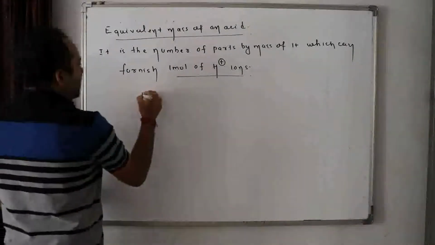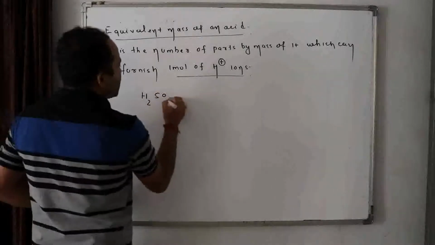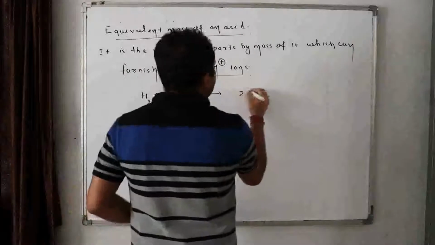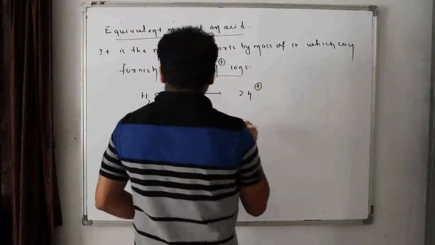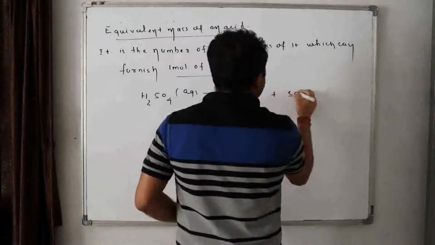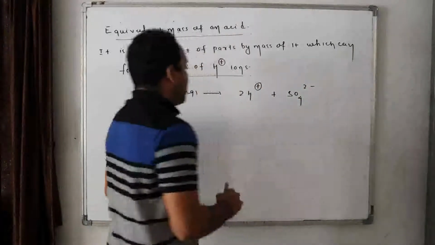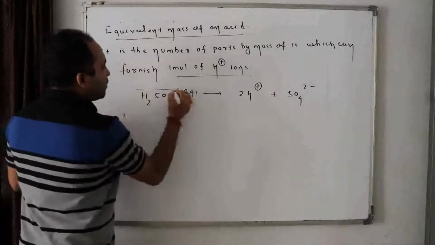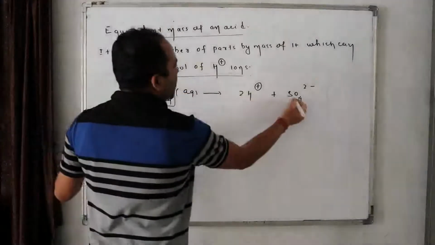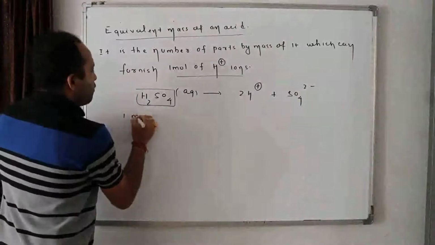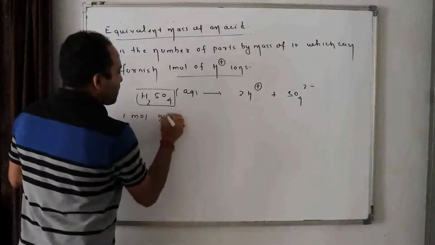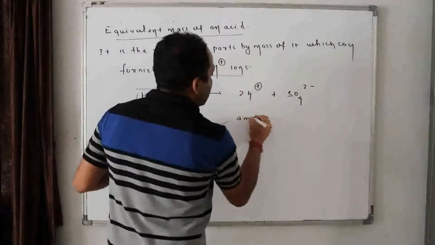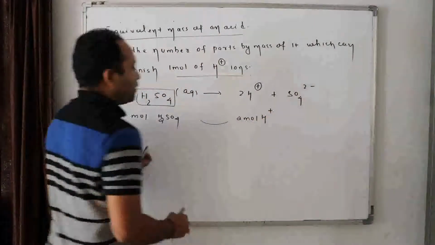Now, for example, H2SO4 is also an acid. H2SO4 in aqueous solution will break down to give 2H plus plus SO4 2 minus. Now tell me here, 1 H2SO4 is giving 2H plus and 1 SO4 2 minus. 1 mole of H2SO4 will give how much? 2 mole of H plus.